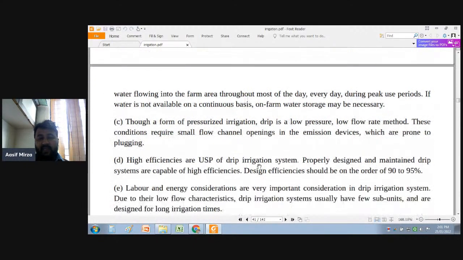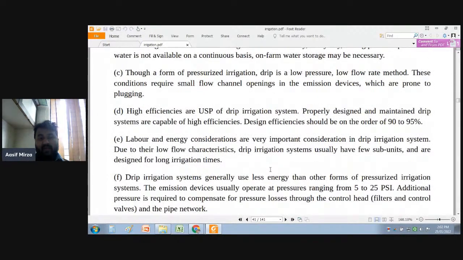High efficiency is the USP of the drip irrigation system. Properly designed and maintained drip systems are capable of high efficiencies. Design efficiencies should be on the order of 90 to 95%. Now, labor and energy considerations are very important in drip irrigation systems. Due to their low flow characteristics, drip irrigation systems usually have few subunits and are designed for long irrigation times.